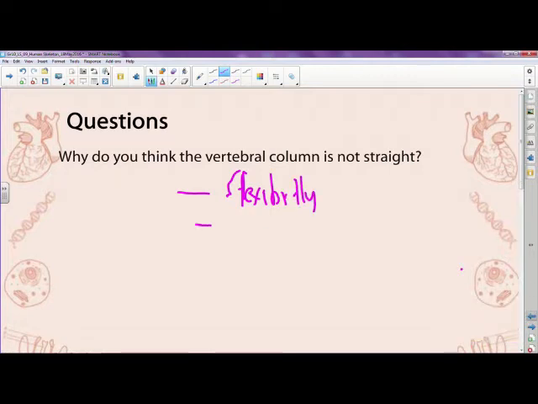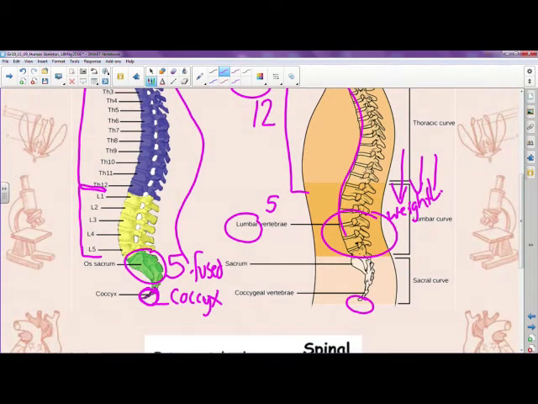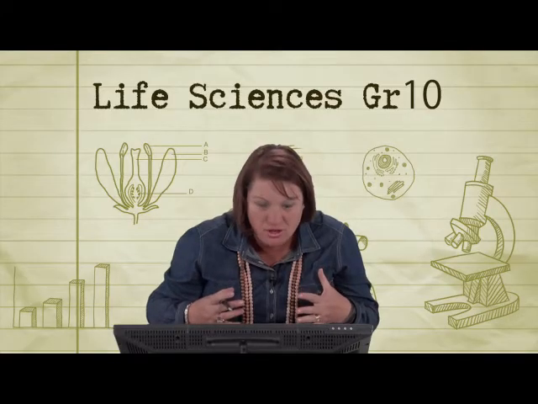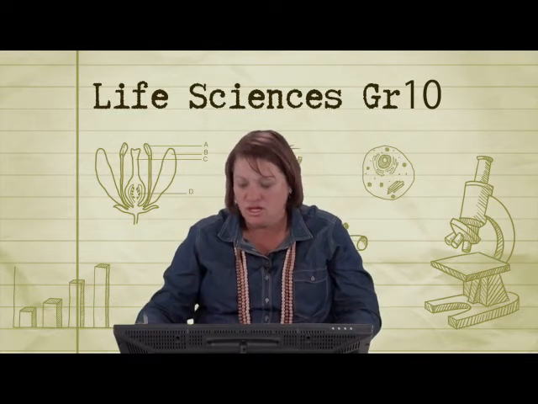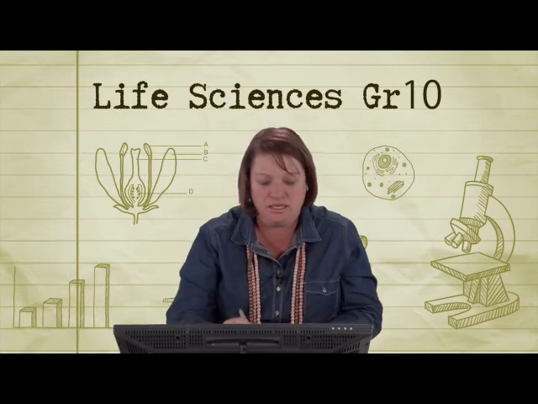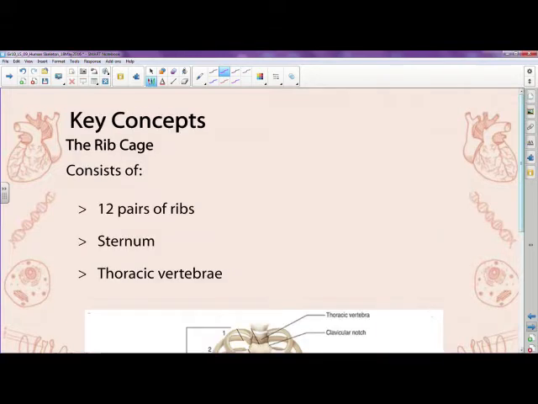The curves, let's go back here. The curves also help you with your posture, to help you stand upright. Have you ever seen somebody who's got a very bad posture? They exaggerate their curves. So with the flexibility and the posture, what does it actually help us to do? Stand upright. And standing upright is going to provide us with balance. So it's very important that we have a vertebral column that has got all of these curves.